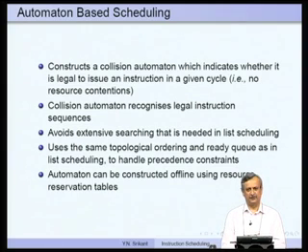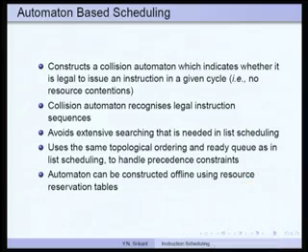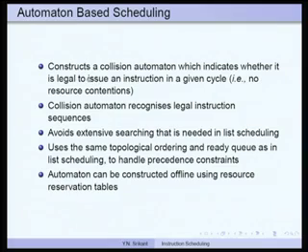How do we avoid such overheads? In other words, we want to get rid of the overheads involved in resource constraint checking. How do we do that? That can be done by constructing what is known as a collision automaton. So, what is a collision automaton? A collision automaton indicates whether it is legal to issue an instruction in a particular cycle. That is what a collision automaton is all about.